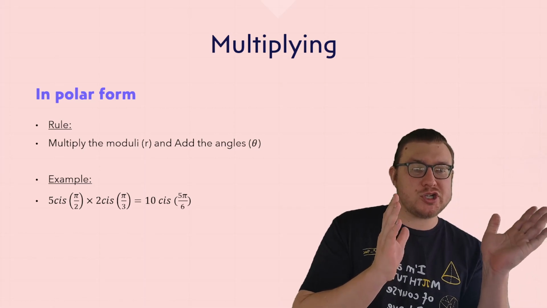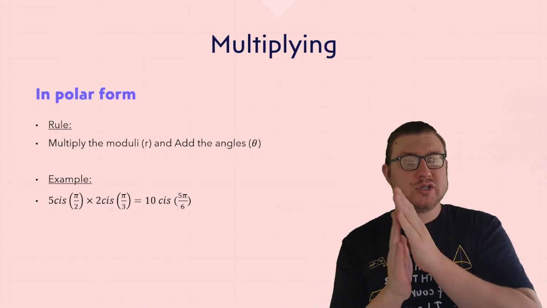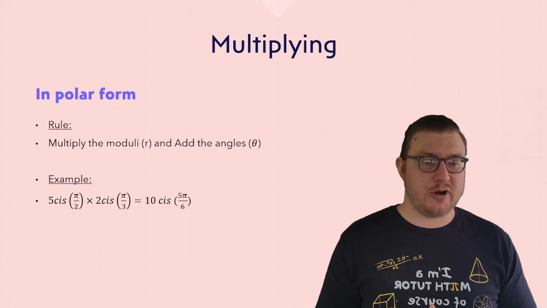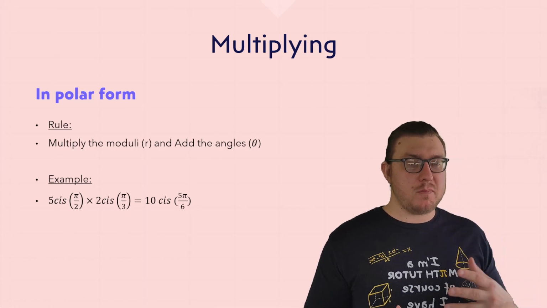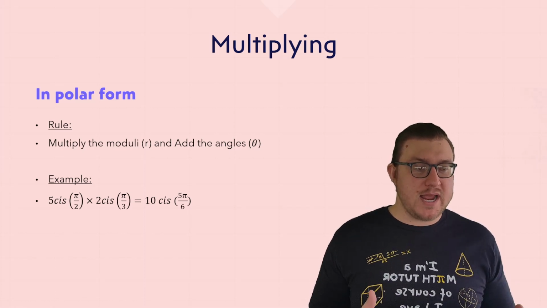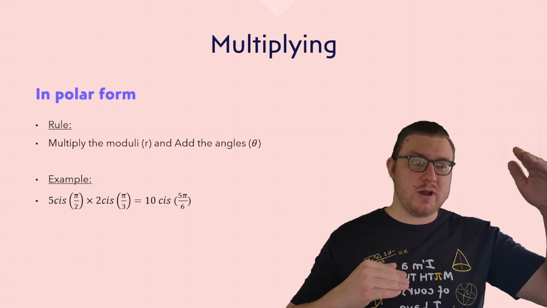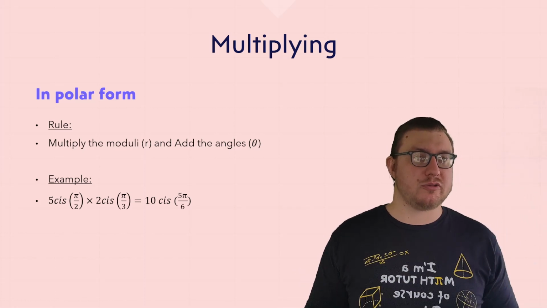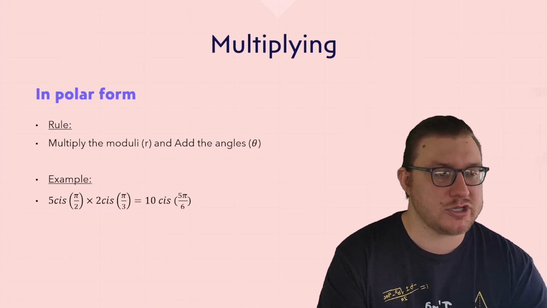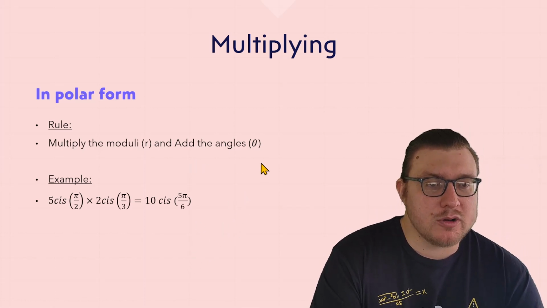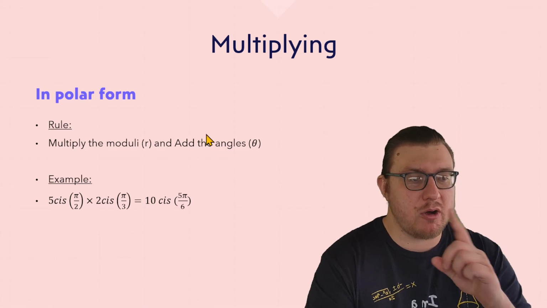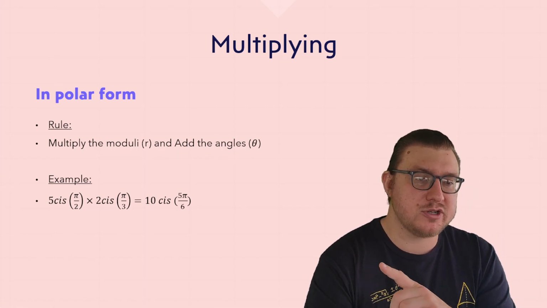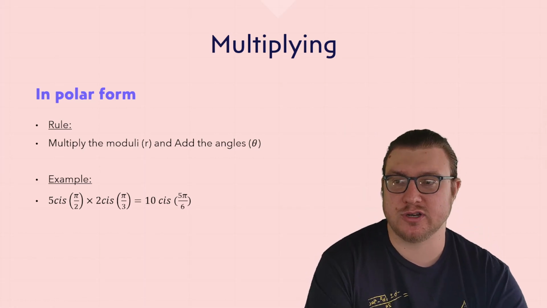That means we're shifting where we point to in the Argand diagram. So multiplying complex numbers is a combination of scaling how far we're away from the origin and rotating counterclockwise through the origin. Now, for multiplying, just remember our rule: modulus multiplied together and the angles added together.